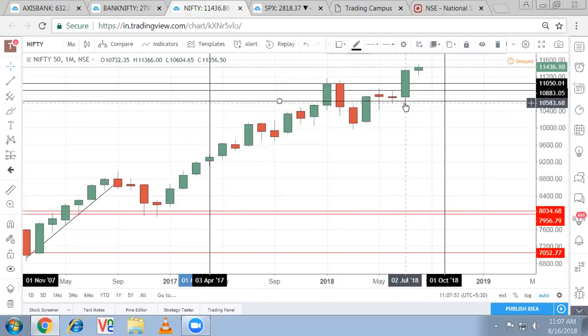So the entire rally started from 10,600. It zoomed almost to 11,400. So this is almost an 800 points rally that we are seeing. Now the second point to understand: over the course of the next 2 months or month and a half, you can see a slight downside which can happen towards 11,000 and then towards 10,600.